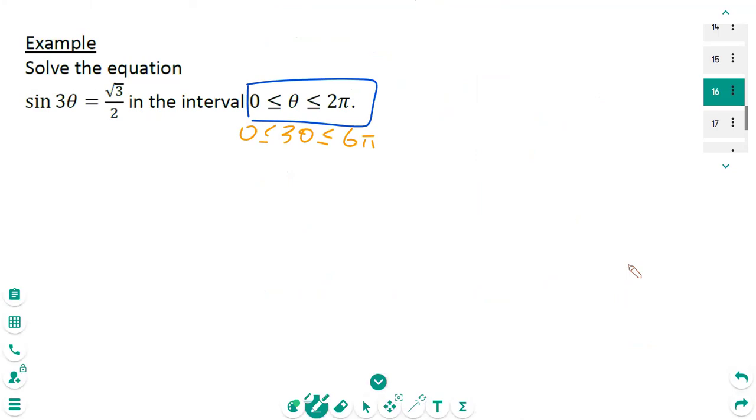Okay, so if you do 6 pi in the calculator, remember pi is 180 degrees, so 6 times 180 degrees is 1080 degrees. So I know that's my cap. Okay, 6 pi is the same as 1080 degrees.